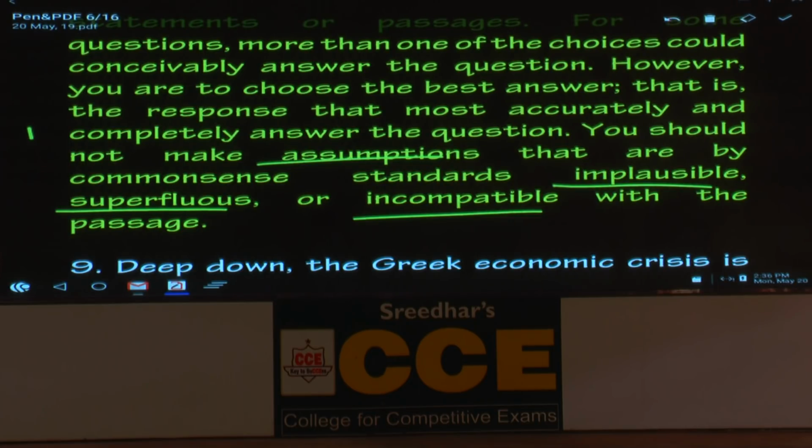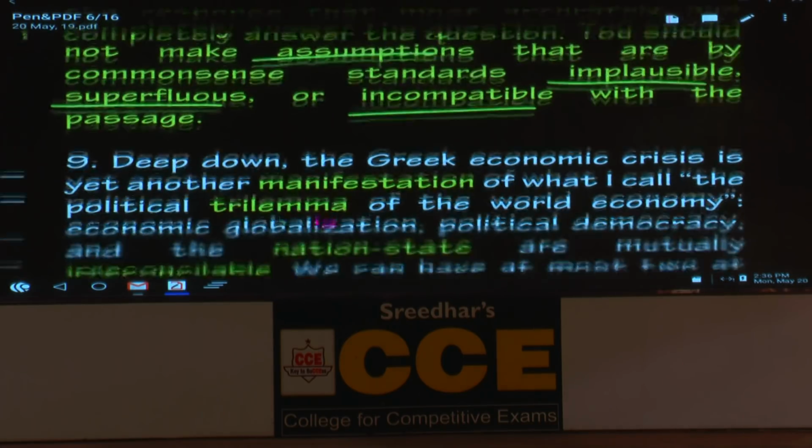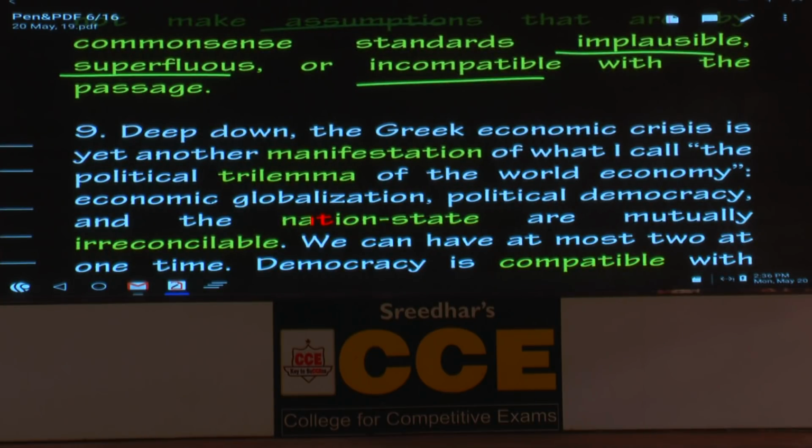And what is the next word here? Incompatible. How many of you know the meaning of the word compatible? Please write one expression, intellectual compatibility. Today, a lot of youngsters, at the time of marriage, are looking for intellectual compatibility. Means what? Same wavelength. Your ideas, your thinking should match. Otherwise, you think of the North Pole, your partner thinks of the South Pole. What will happen? You're always at loggerheads.